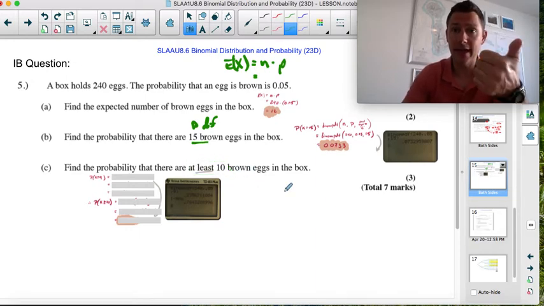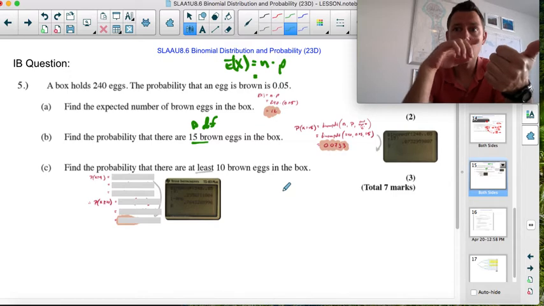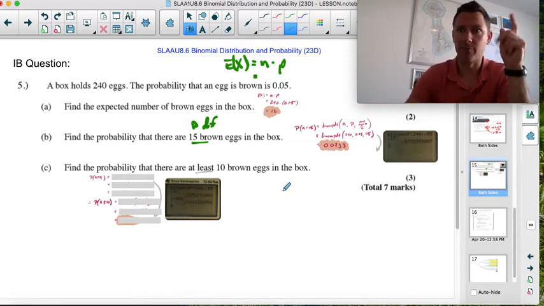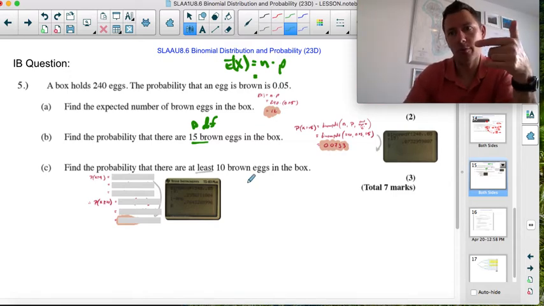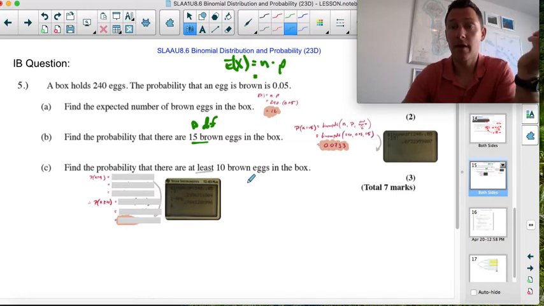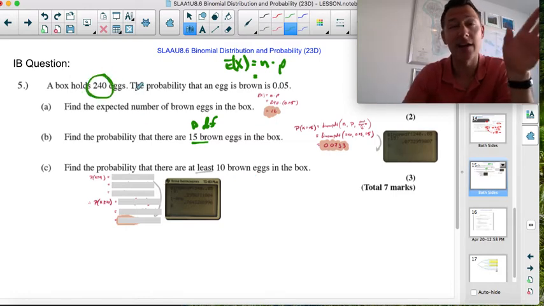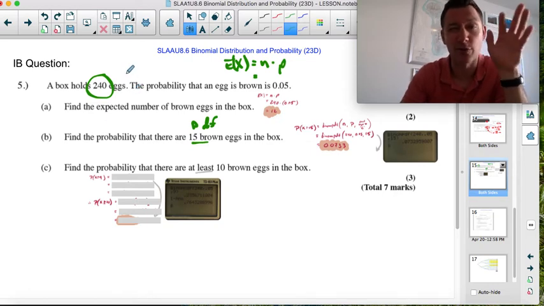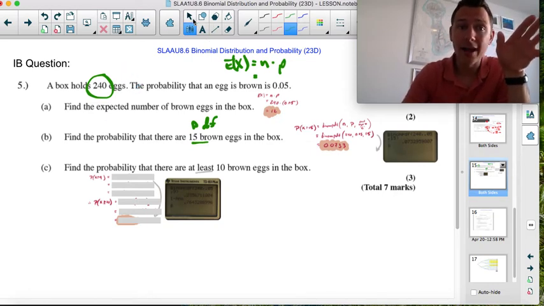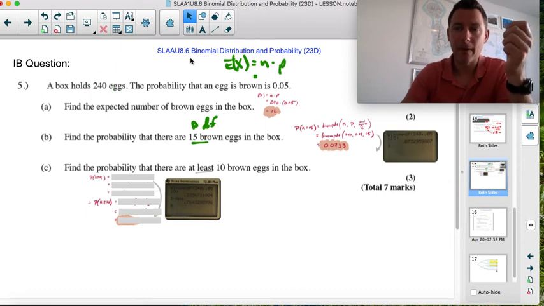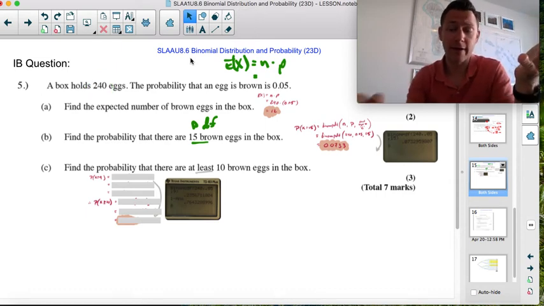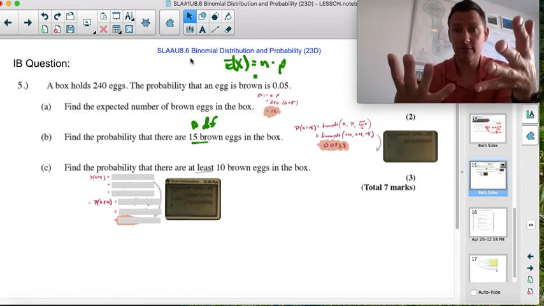Find the probability that there are at least 10 brown eggs. So I want 10 or more. They want 10, 11, 12, 13, 55 brown eggs is fine, 106 brown eggs is fine, and 230 brown eggs is fine. What I don't want is 0 brown eggs, 1, 2, 3, 4, 5, 6, 7, 8, or 9 brown eggs.